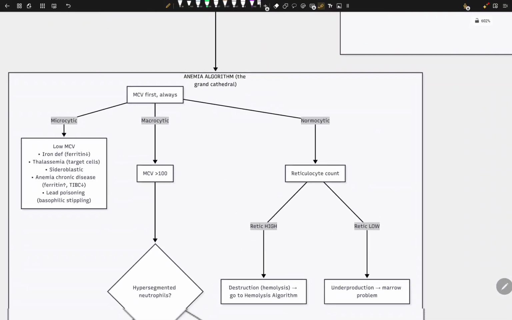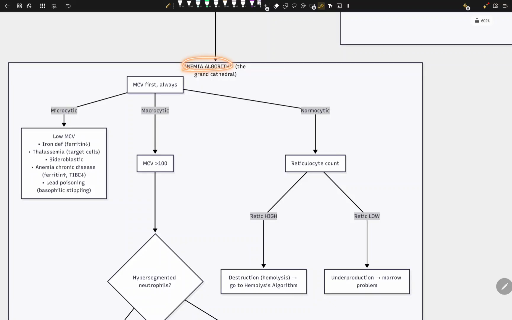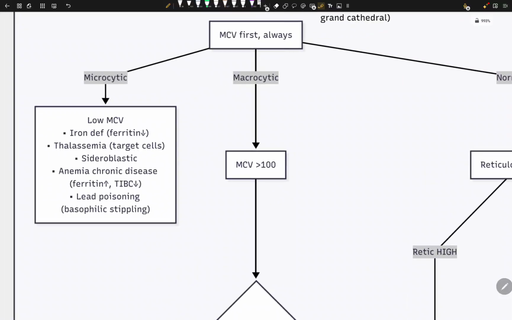Well, here we have RBCs. Now this is an anemia algorithm, right? Here we want to think about the MCV first, right? MCV is the size of the RBCs, right? We can have smaller size, we can have big size, we can have normal size, right? Let's talk about small size. If we have small size, we want to think about iron deficiency, we want to think about thalassemia, right? Because we see these target cells, right?